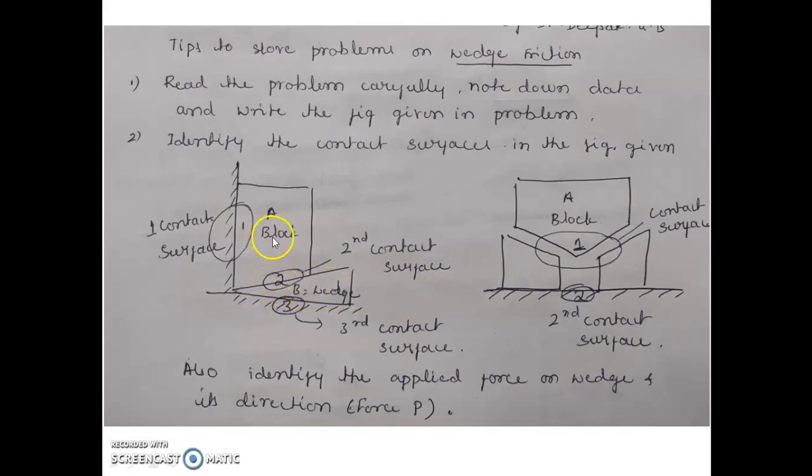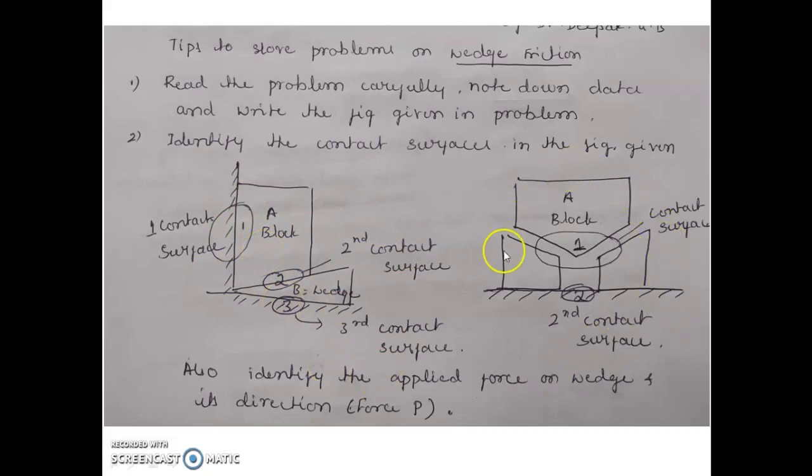Now we will see what the contact surfaces are. This is very important: identification of contact surfaces. If I consider the first figure, what contact surfaces are there? Block A is in contact with a vertical surface; this I will call contact surface 1. Then block A is in contact with the wedge; that is the second contact surface. And the wedge is in contact with the horizontal surface; that is the third surface. Hence in this type of system I have three contact surfaces.